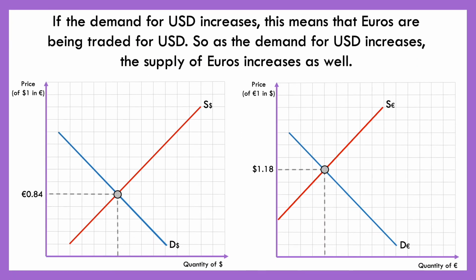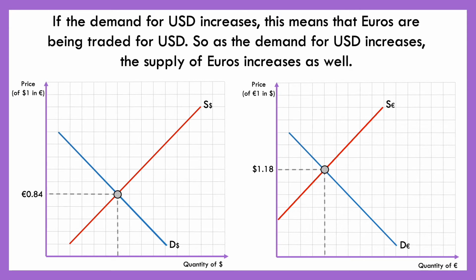So let's take a look at that. So we said if the demand for the US dollar increases, that means euros are being traded for US dollars. So as the demand for the US dollar increases, the supply for the euro increases as well. Write this on your notes somewhere. And I'm going to explain it in a minute, but write this down. Different curves, same direction.